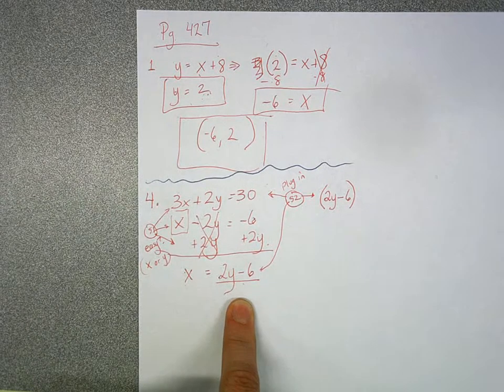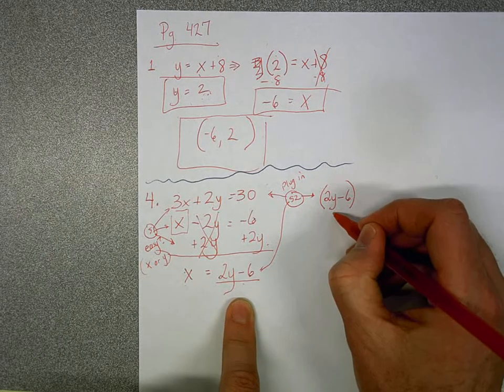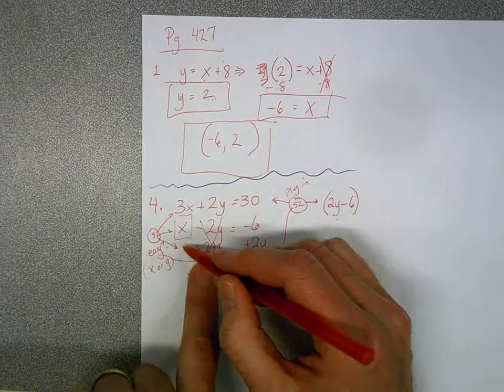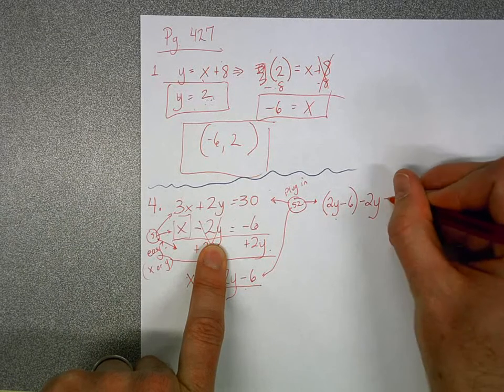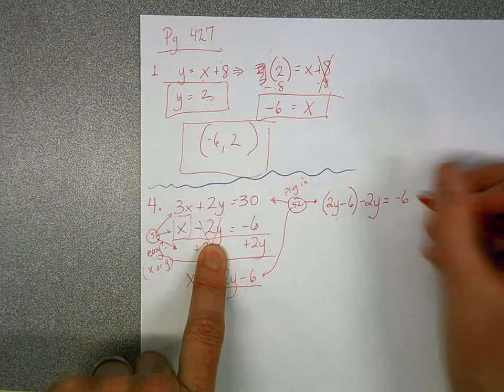Now we've done this year, and a lot of us just want to shake our head every time I say, guys, use parentheses. But ladies and gentlemen, use parentheses. It's what it's been preparing you for. So 2y minus 6, okay, and then I have my minus 2y equals negative 6.